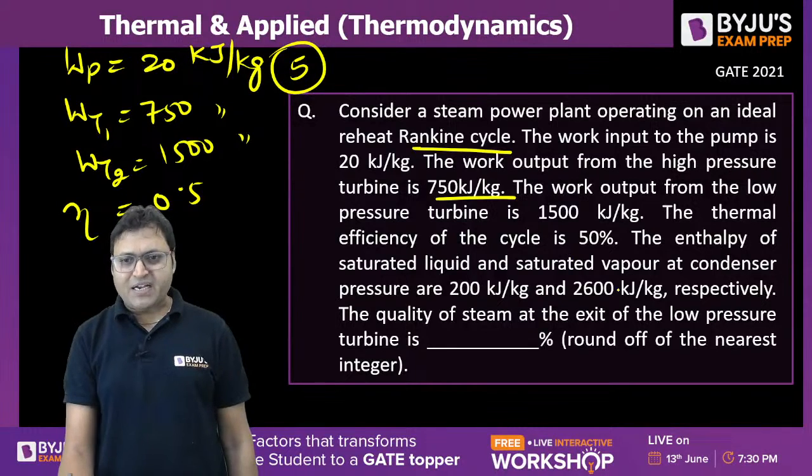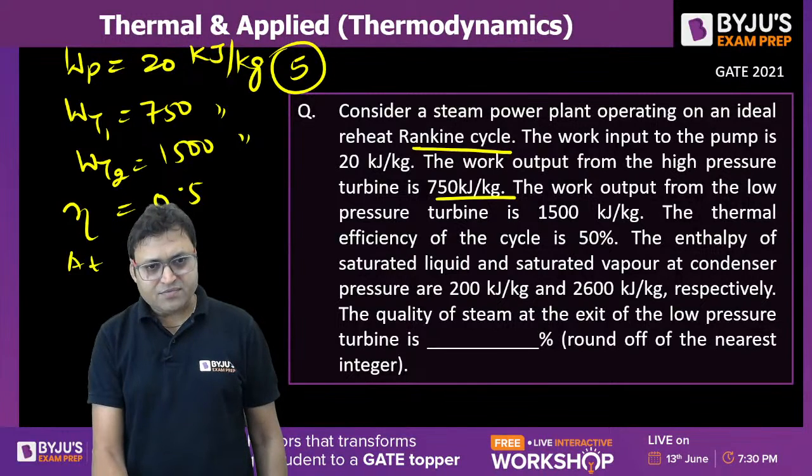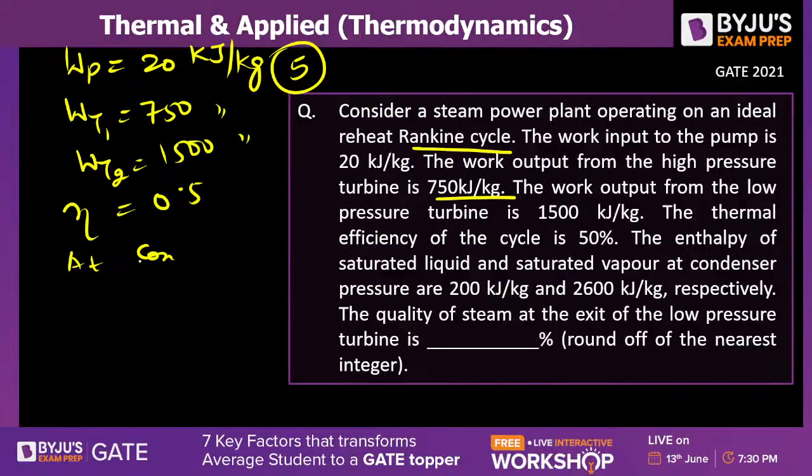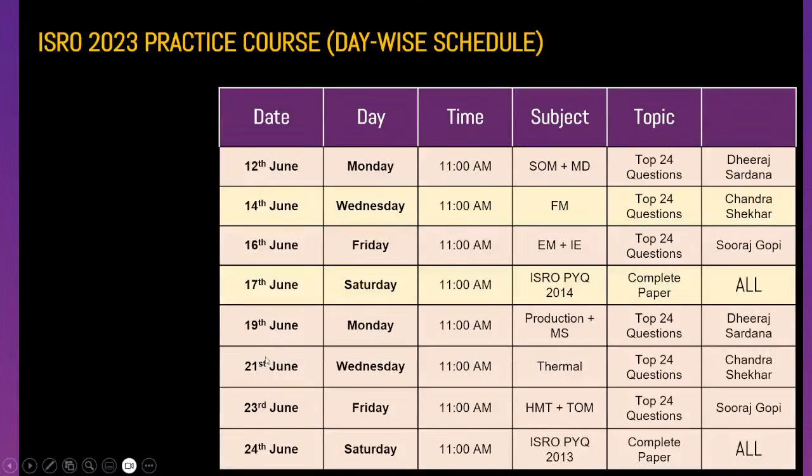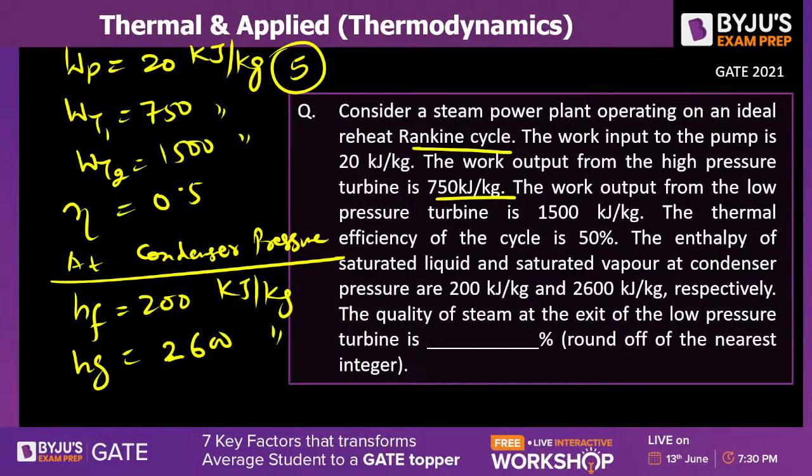The enthalpy of saturated liquid and saturated vapor at the condenser pressure: at the condenser pressure, HF, the enthalpy of saturated liquid, is 200 kilojoule per kg and saturated vapor, Hg, is 2600 kilojoule per kg respectively. We need to find the quality of steam at the exit of the low pressure turbine. The quality, or the dryness fraction of the steam, is to be calculated.